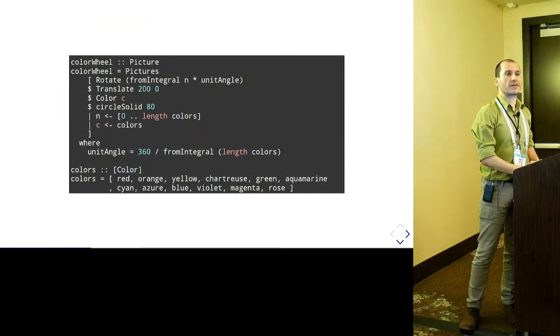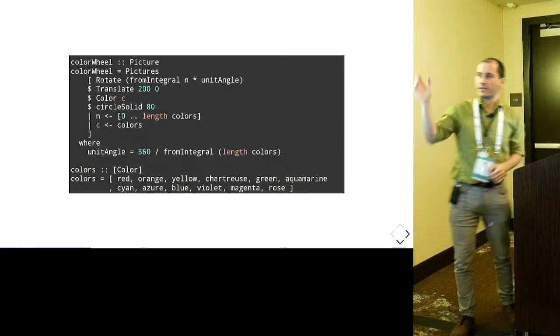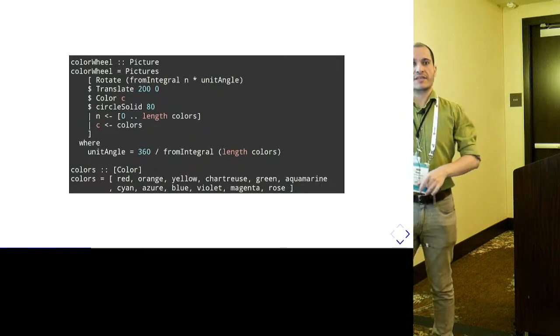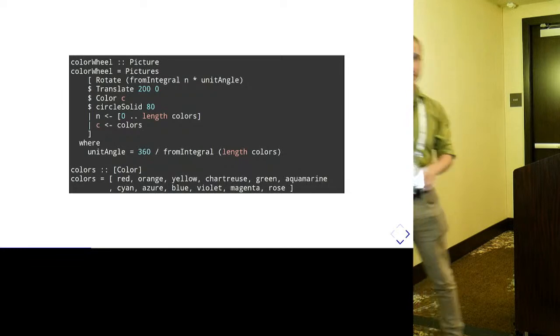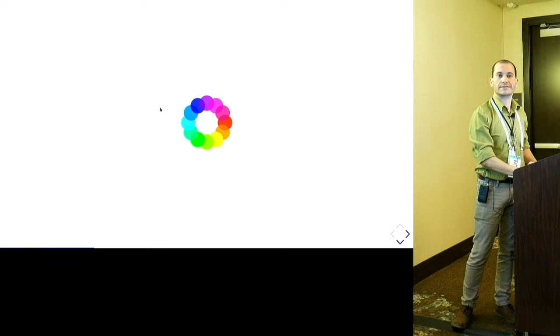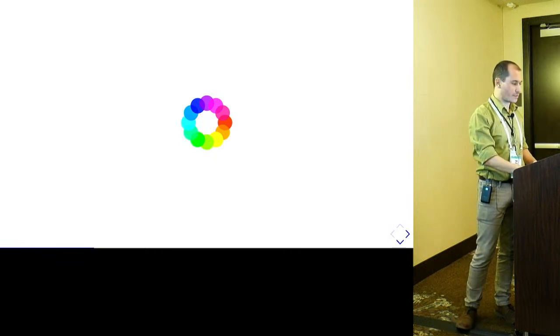There's an example in the Gloss library. It's a color wheel. I'm not going to go through all the details, but as you can see, you just take a number of colors, and you apply the same transformation. You put one circle here, one color, another here, and so on. And when you do that, you get this cute little picture, right? This is not mine. This was already included in the library.